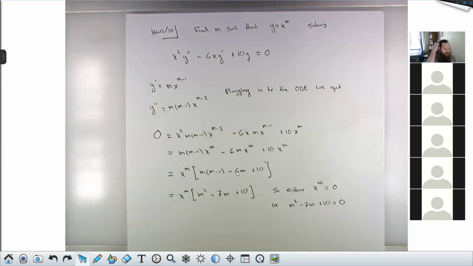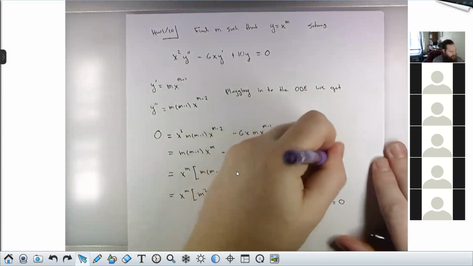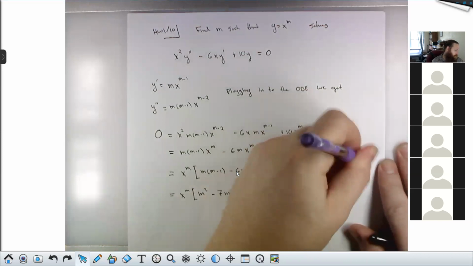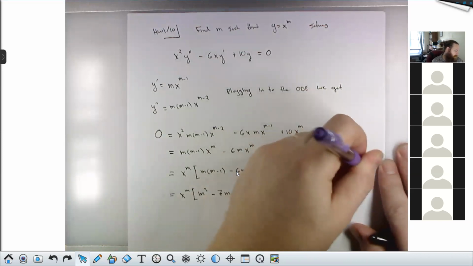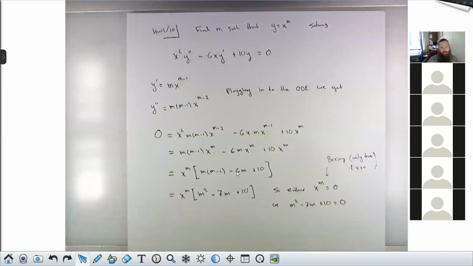If x to the m is 0, that's boring. It's only true if x itself is 0. And we want a solution curve, right? We don't want to just say, oh, this differential equation can only be solved if x is 0. And then in that case, we have the 0 function. That's boring. So we're going to go ahead and work with the quadratic here.